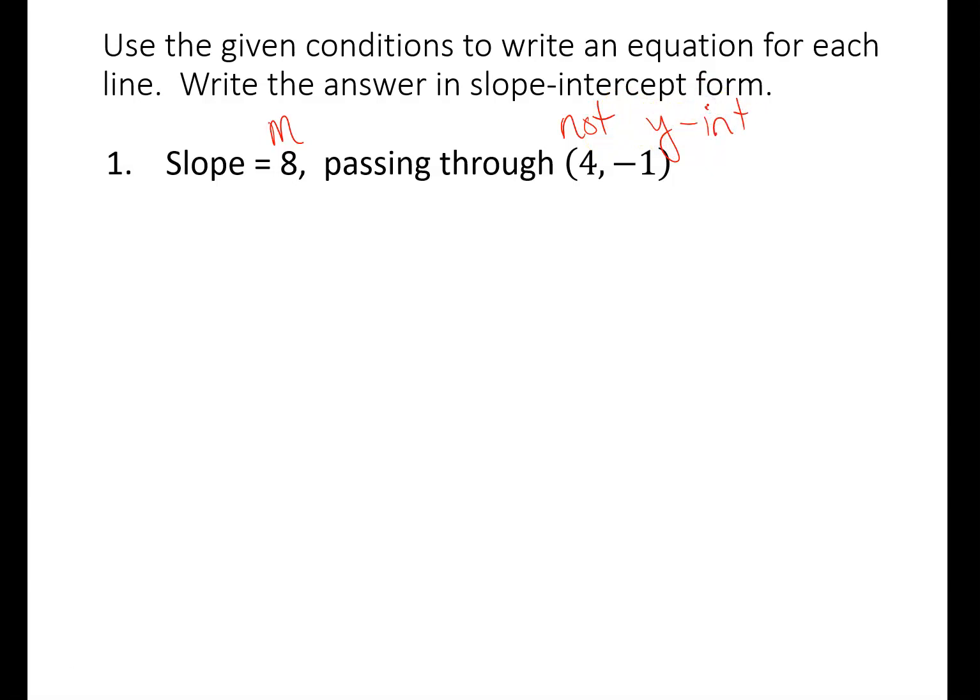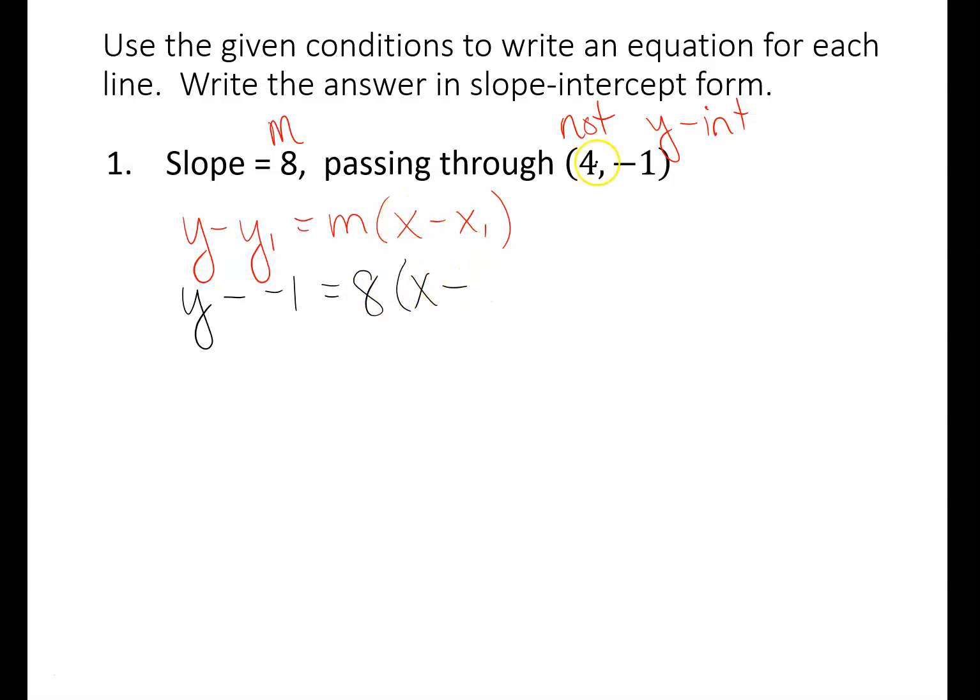Okay, so when I do not know the y-intercept, I am going to use the point-slope form. I'm going to write it down here. y minus y1 equals m times (x minus x1). All right, we're going to substitute. The y and the x that do not have subscripts are just going to stay y and x. Then we're going to do minus -1. In place of m, we're going to put 8. And then we keep this first x, minus x1, which is 4. So this ordered pair here is your x1, y1.